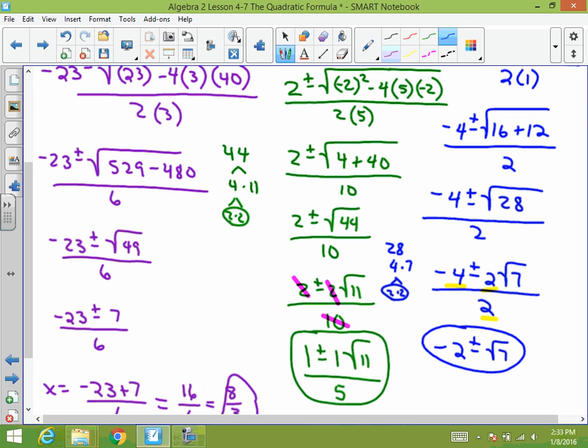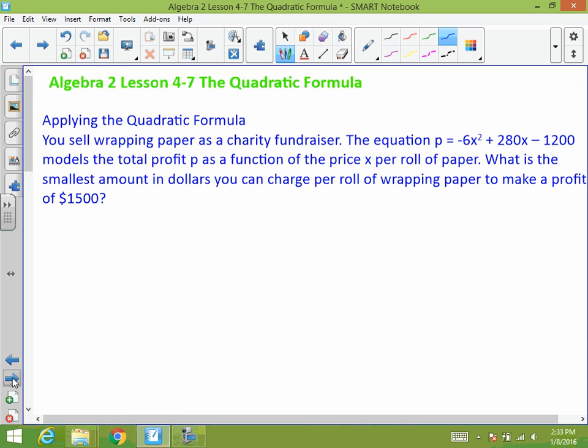So that's using the quadratic formula to solve. Notice you'd never be able to factor that, because you're not going to be able to factor something with a square root. You could have factored the first problem, perhaps. Not the second problem, and definitely not the third problem. Okay, let's take a look at applying the quadratic formula.